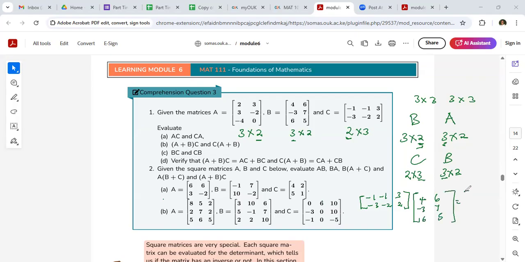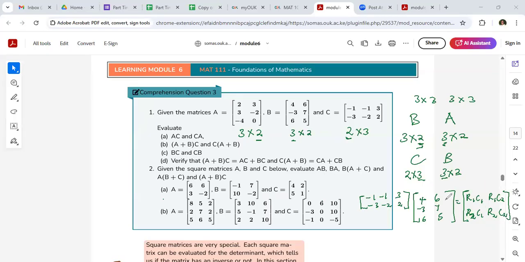If you find it difficult, I like first writing it in general form. So I'll have row 1 multiplied by column 1 here, and row 1 multiplied by column 2. The columns are from the matrix B, while the rows are from the matrix C. Then row 2 multiplied by column 1, and row 2 multiplied by column 2. Then you can compute them.